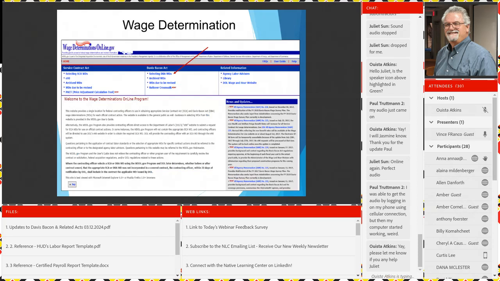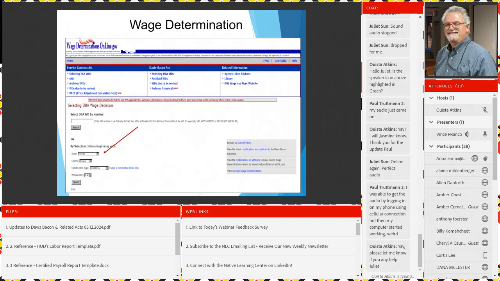All right, here's just a screenshot. Hopefully you can see some definition in this screenshot. At top left it says wage determinations online.gov. This is something provided by the Department of Labor Wage and Hour Division. You see the downward red arrow in the middle. It's pointing to DBA wage determinations. That's what WD stands for, wage determinations. You click on that particular link and it should take you to a scrolling chart.